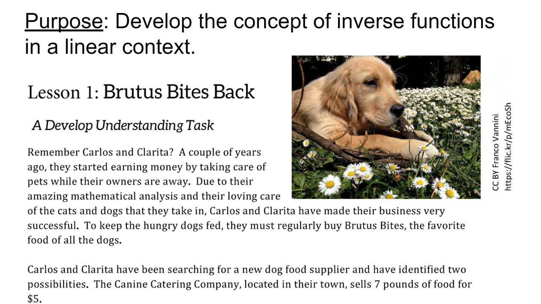So we have our friends Carlos and Clarita that we learned about back in Math 1. This time they're still working with their pet sitting business, but they are looking at feeding the dogs that are in their care. And the key piece of information, in the last sentence at the very bottom, is that the Canine Catering Company located in their town sells 7 pounds of food for $5. So we have 7 pounds of food for $5.